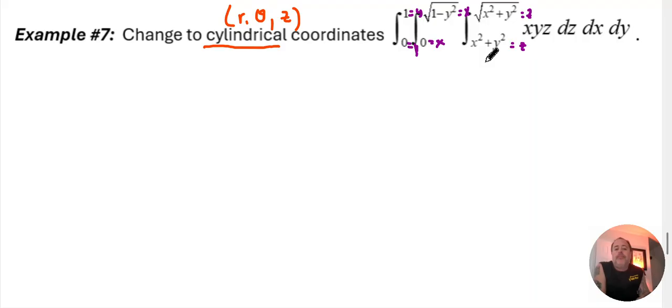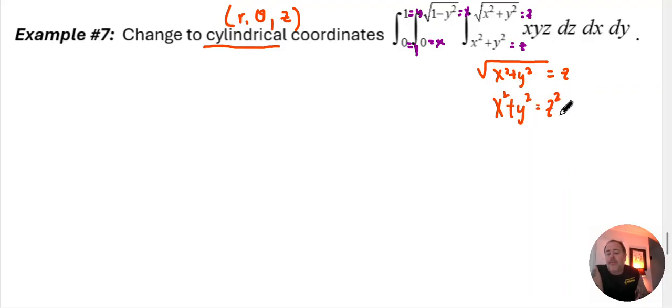All right. So the first thing we're going to do is look at these two equations. I'm going to give you the square root of x squared plus y squared, and that's going to be equal to z. So when I square both sides, I get x squared plus y squared is equal to z squared. And then remember, guys, that x squared plus y squared is actually equal to r squared. And so that means that the upper bound for z is going to be r. So over here, I will do z, and the upper bound for z will be r.